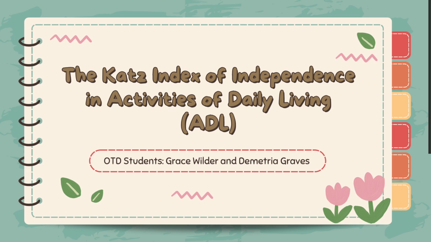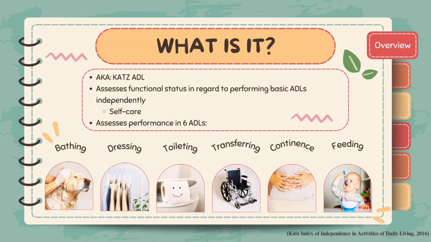This is the Katz Index of Independence and Activities of Daily Living, also known as the Katz ADL. One of the best ways to evaluate the health status of older adults is through functional assessment, which provides objective data that can indicate future decline or improvement in health status, which allows the clinician to plan interventions effectively. The Katz is an excellent instrument to assess functional status in terms of a patient's ability to perform ADLs, more specifically self care tasks independently. It assesses a patient's ability to perform 6 different ADLs: bathing, dressing, toileting, transferring, continence, and feeding.